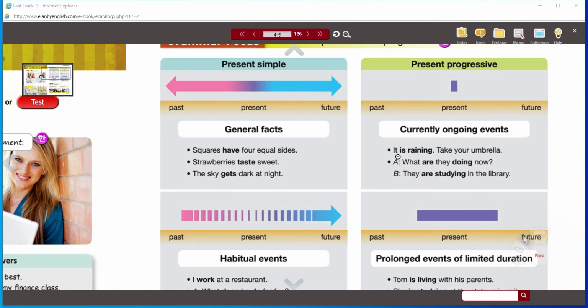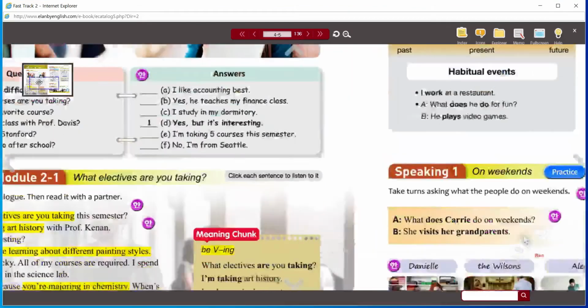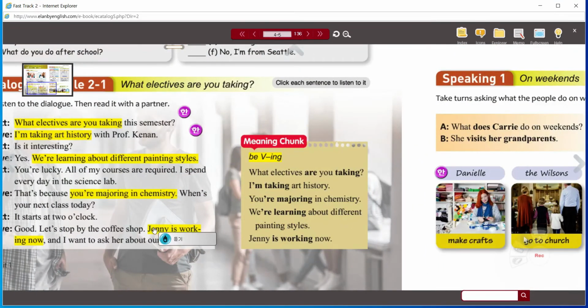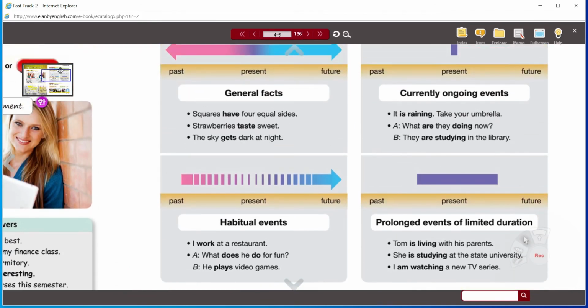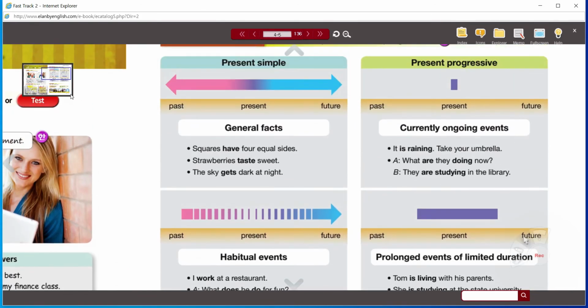So examples here, it is raining. What are they doing now? They are studying. So that's things that are happening right now. We saw this in the dialogue when they talked about Jenny. Jenny is working now. Okay? And so it's much the same here when we're talking about ongoing events. Okay?